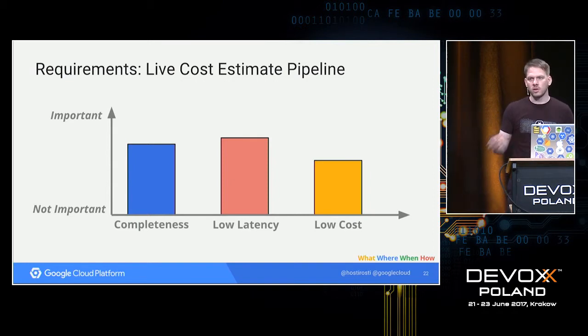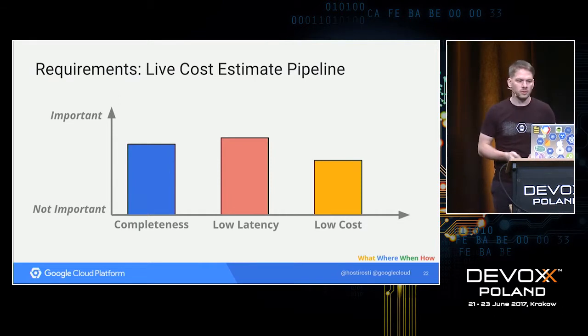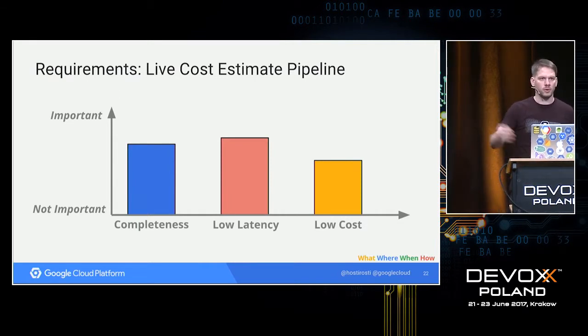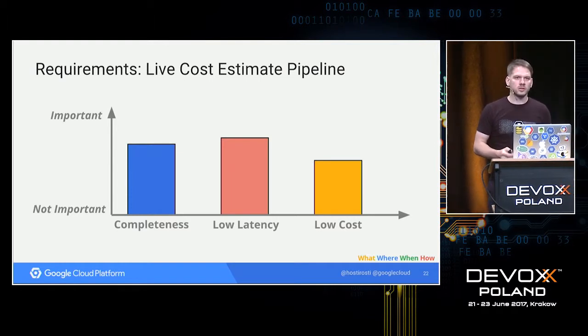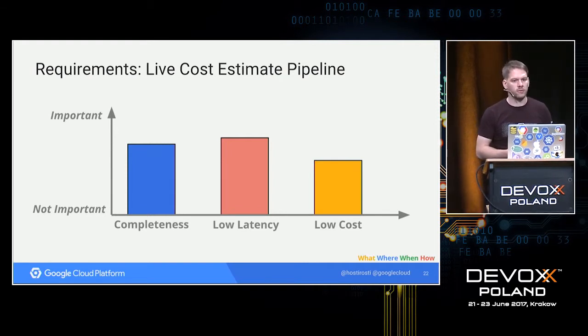Now, in contrast to that is a live cost estimate pipeline. For instance, for Google Cloud Platform, if you get one of our GCE instances, they calculate what your monthly running rate is, like what your bill will probably look like at the end of the month. So you get an estimate, and you want that estimate to be timely, accurate and not from 3 days ago or something like that. So low latency here is actually important, and completeness somewhat. You don't want to be ballparks off from the actual bill at the end of the month. But you also don't want to spend a lot of money on this pipeline so that it eats into your revenue.